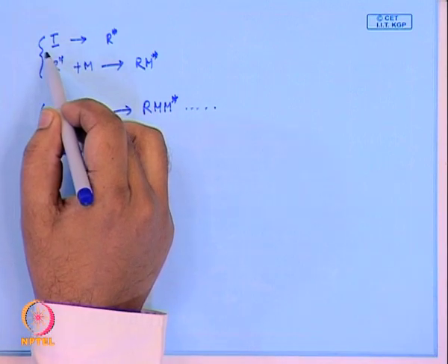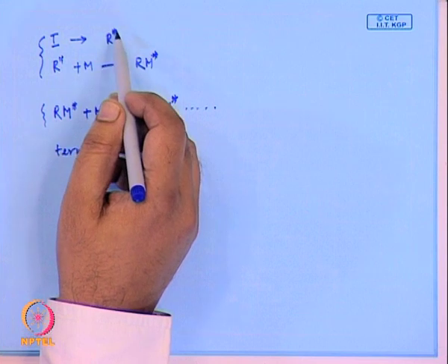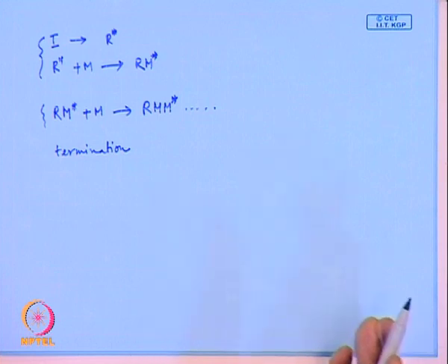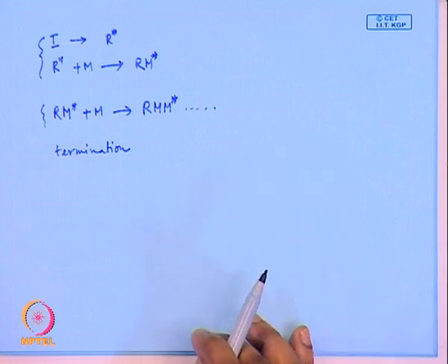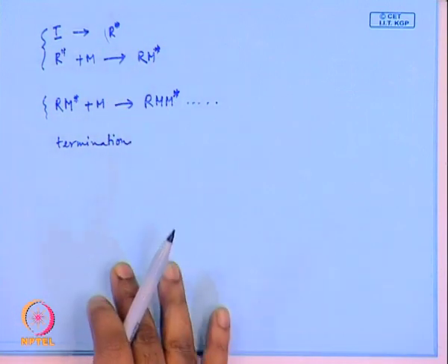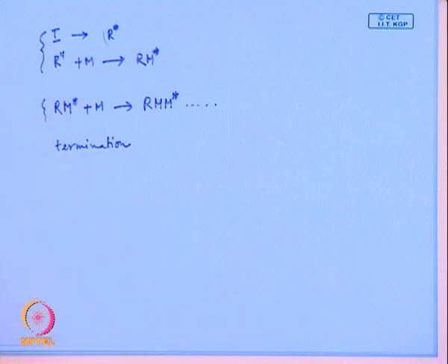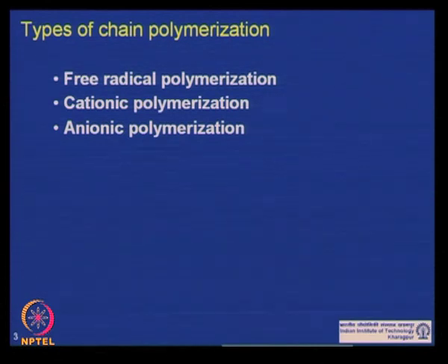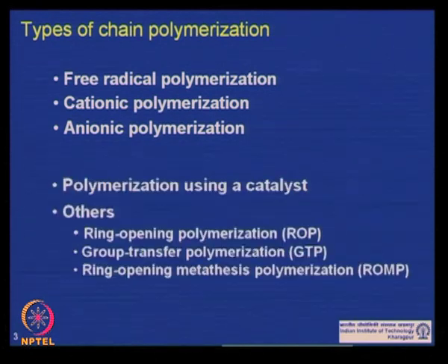In this case, you require a reactive species to initiate the polymer chain, unlike in step polymerization where you did not require a reactive species. Depending on the nature of this reacting species R star, you can classify chain polymerization reactions into different types. For example, if R star is a free radical, then we name this reaction a free radical polymerization. If it is a cation, then it is a cationic polymerization. If it is an anion, then it is an anionic polymerization.